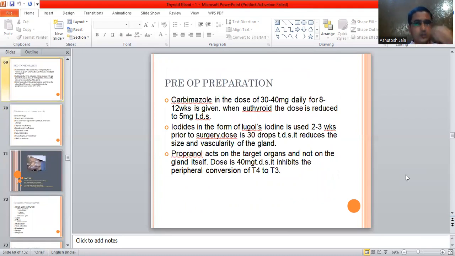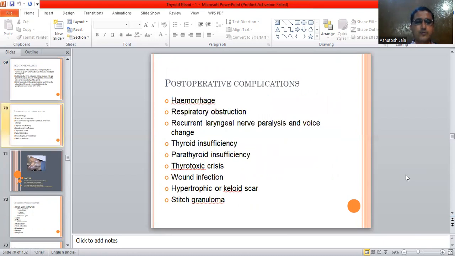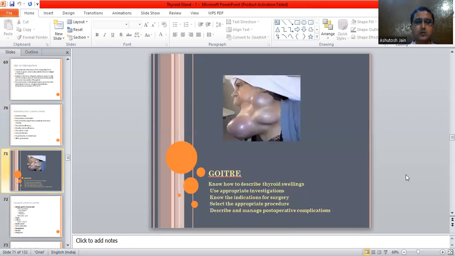For operative preparation, carbimazole is given, iodides are given, and propranolol. Post-operative complications: hemorrhage, respiratory obstruction, recurrent laryngeal nerve paralysis and voice change, thyroid insufficiency, parathyroid insufficiency, thyrotoxic crisis, wound infection, hypertrophic or keloid scar, stitch granuloma.